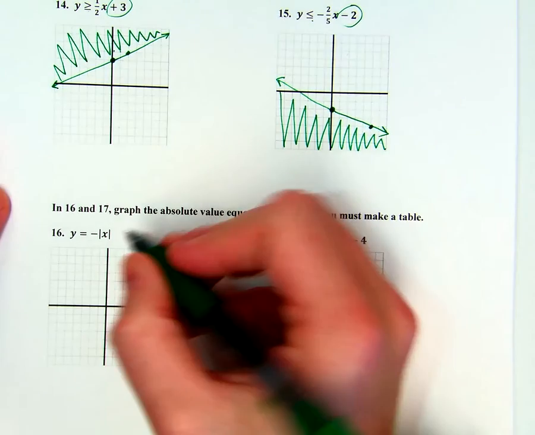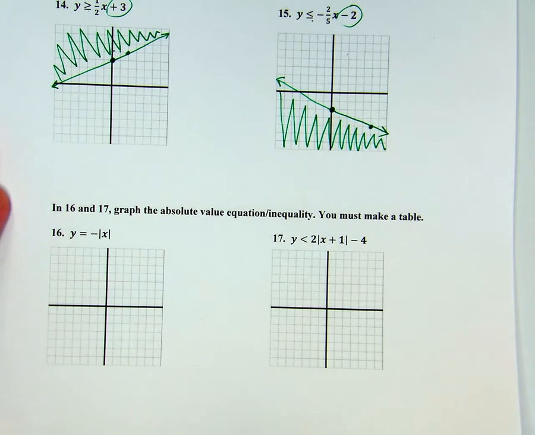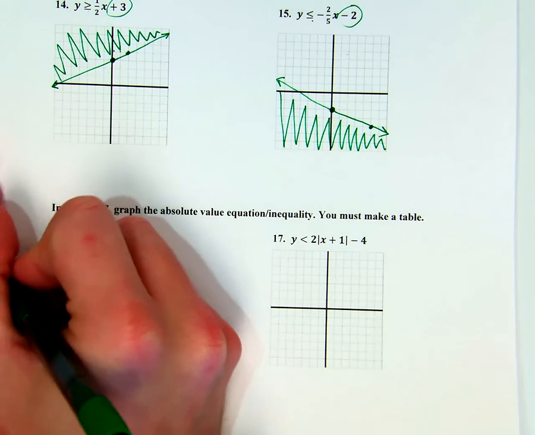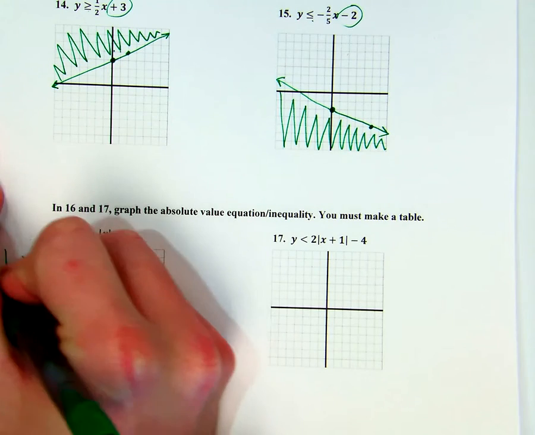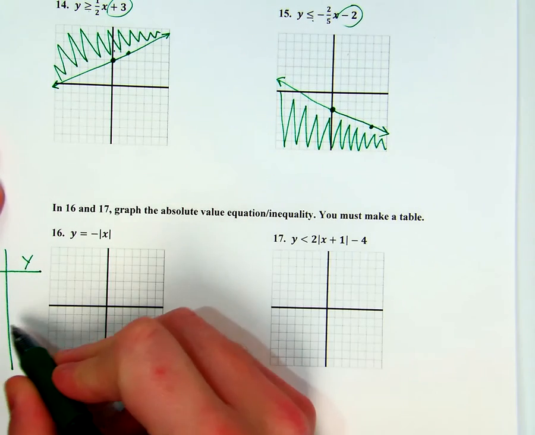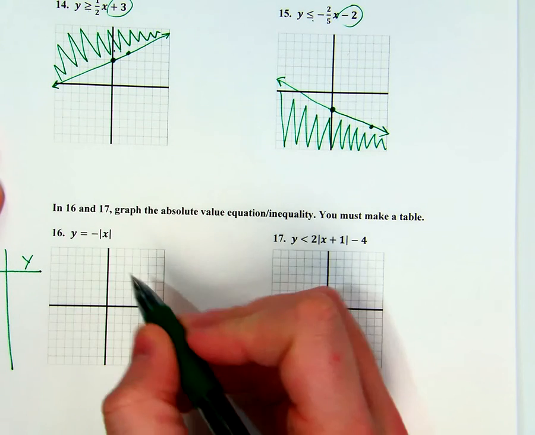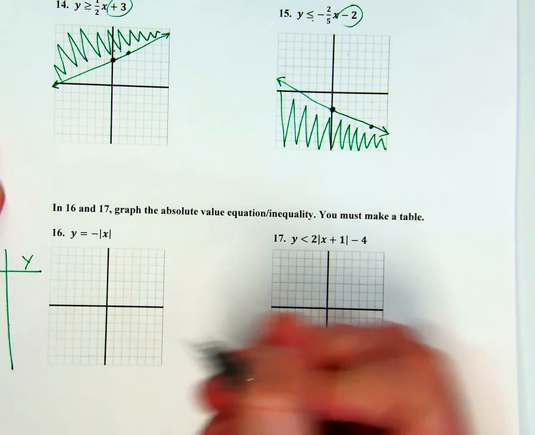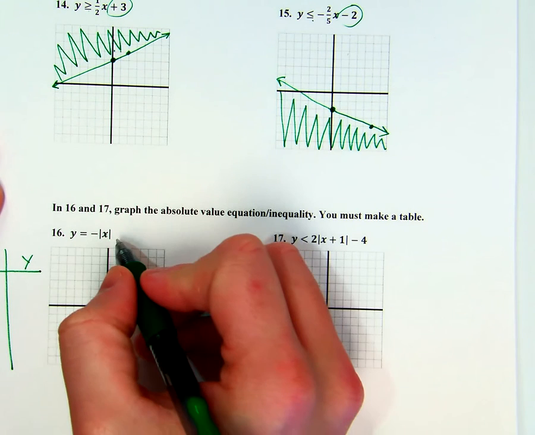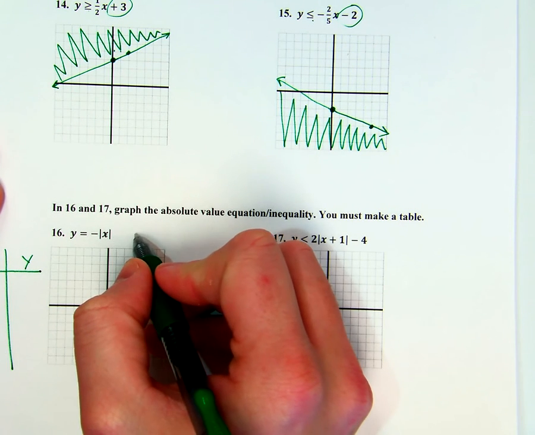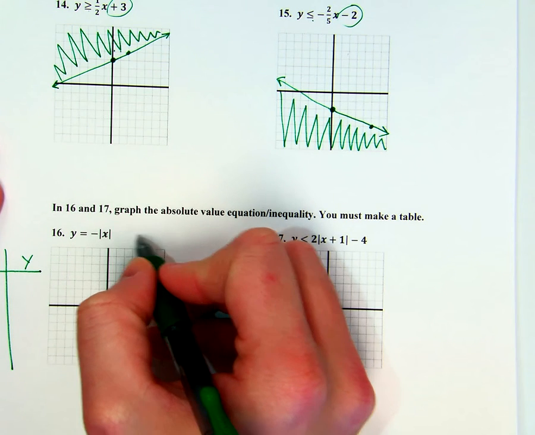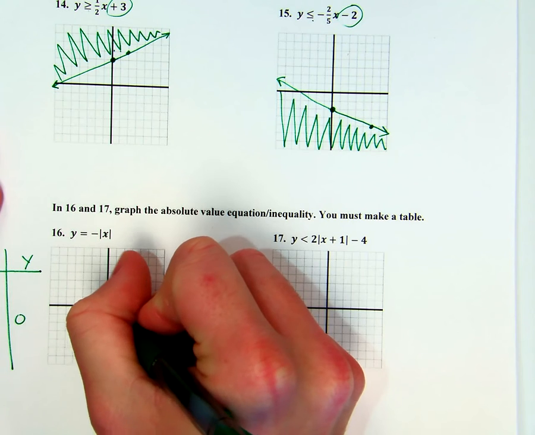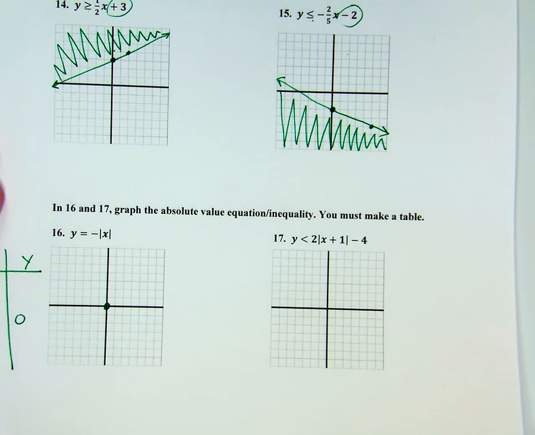Number 16 asks us to graph the inequality y equals negative absolute value of x. To do this, you need to make an xy table. Remember, the x value of the vertex is whatever makes 0 inside the parentheses. So in this case, x would have to be 0 to have a 0. The y part of the vertex is typically tacked onto the end, but in this case there's nothing there, so it is also a 0. So we know that the vertex of this graph will be at the center, 0, 0.